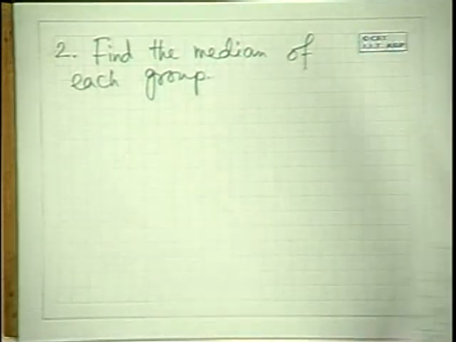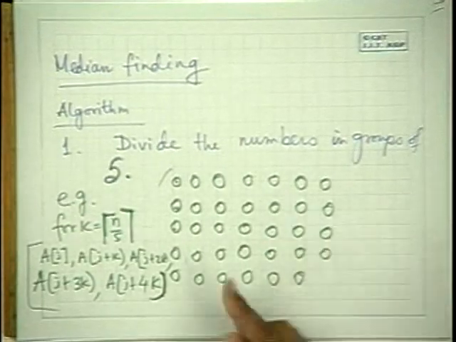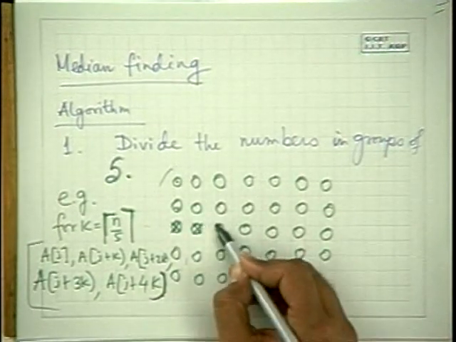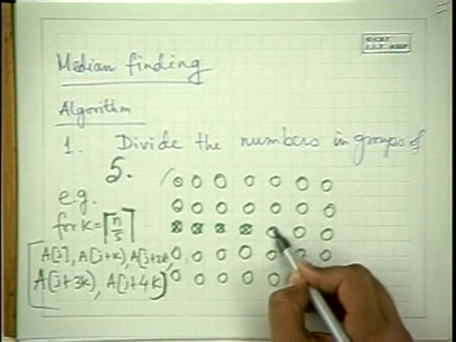So in a picture, what does it mean? It means I have found the median of each group. So this is the position of the median. So this is the median. This is the median here in this group.